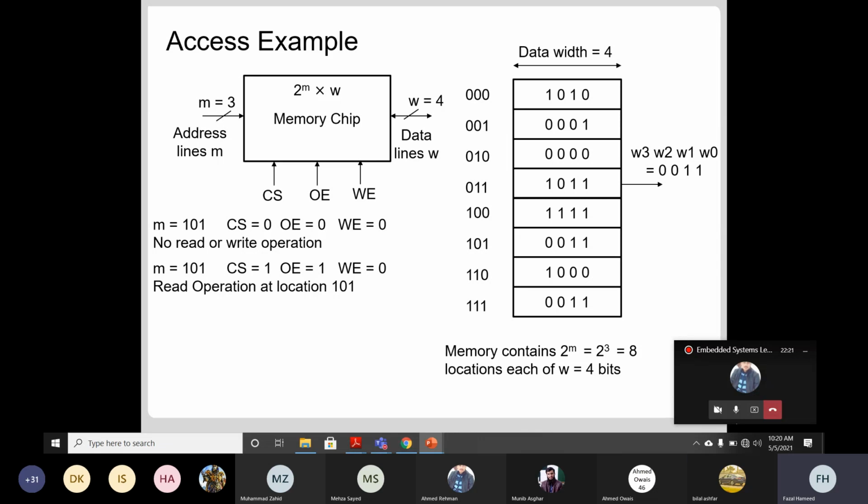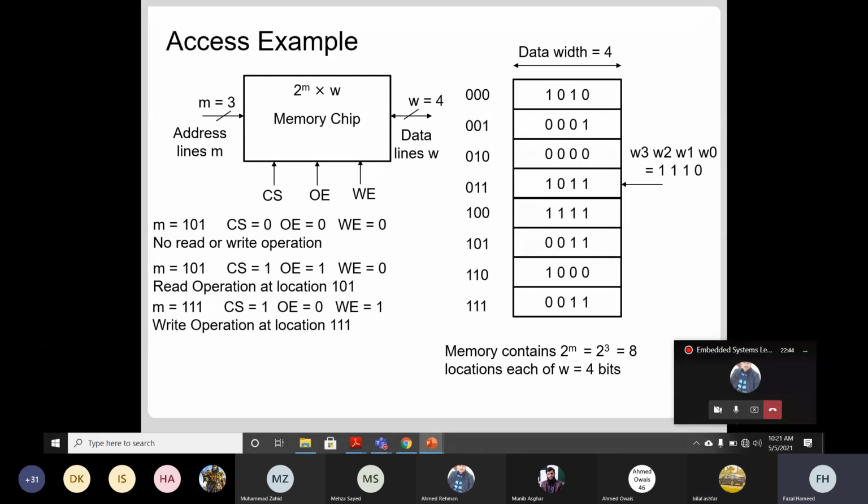Okay. Now think of another scenario. Now when M is equal to 111, which location do we want to access? The last one. Yes, the location 8, and actually it's the last one. Chip select is 1, OE is 0, and WE is 1. So what does it imply? Is it a read operation or write operation? Write operation.